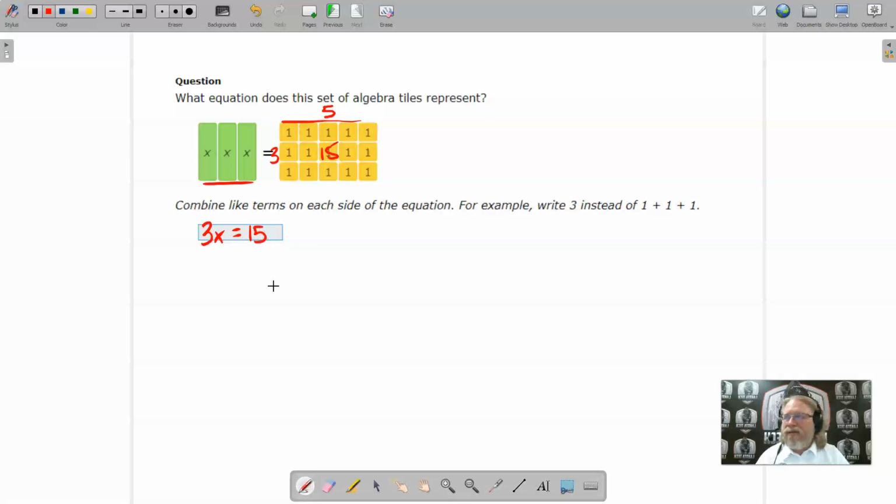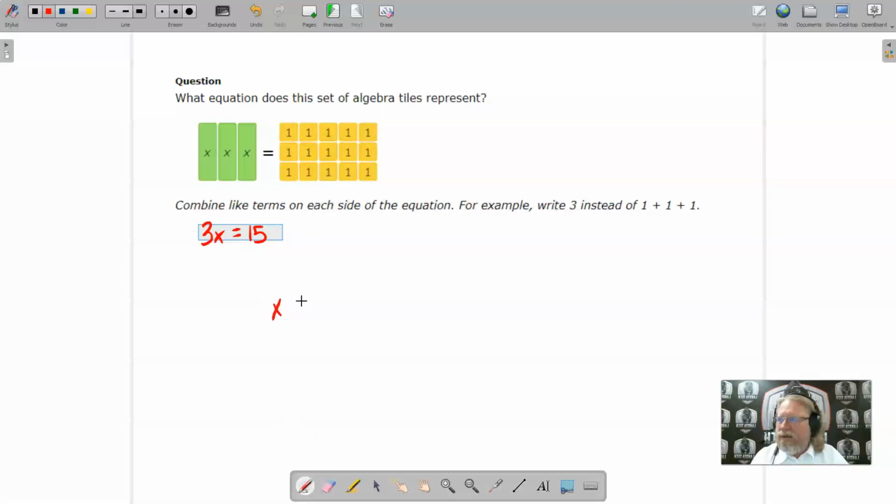Now, if you were to solve this, it would be a division problem. We really haven't started using multiplication or division yet to solve one-step equations. But the way that it would work is you only want to know the value of 1x.